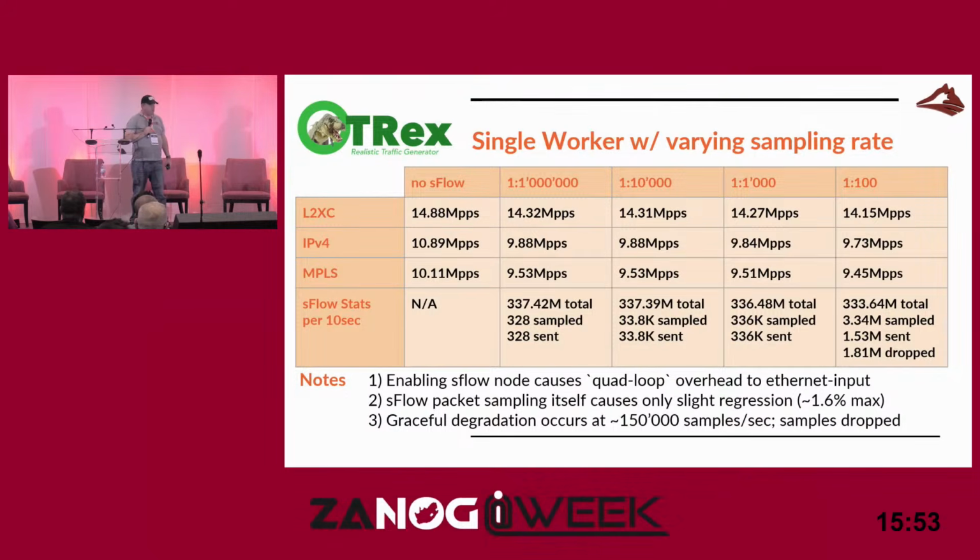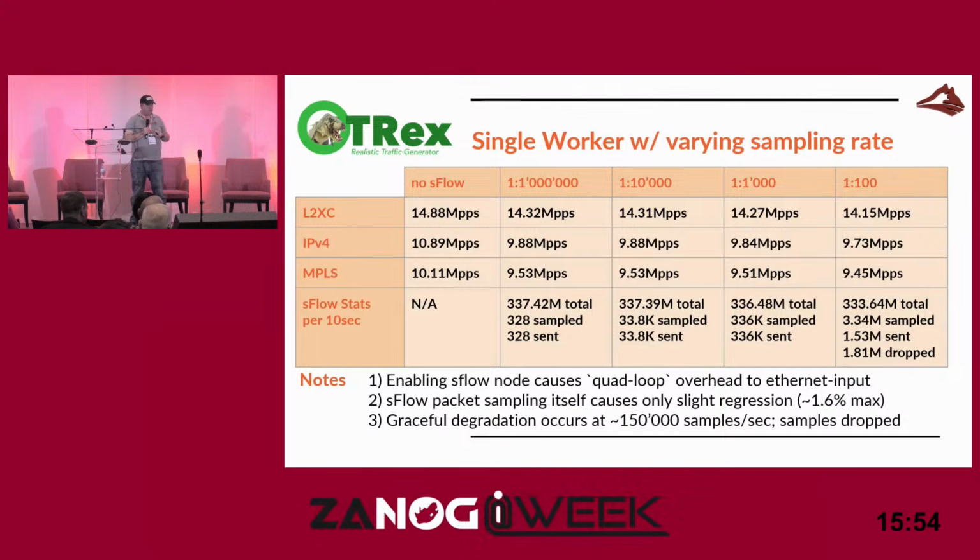Here's a table that shows it in a little bit more detail. Layer 2 cross connect, which is the cheapest thing you can do. You've got the Ethernet frame here, you just move it to this other port over there. The line rate of a 10 gig network card with the smallest packets we're allowed to send, which would be 64 bytes, is 14.8 million packets per second.